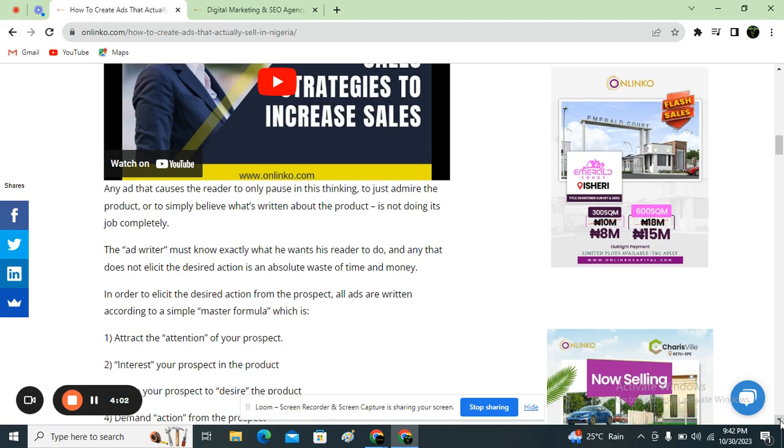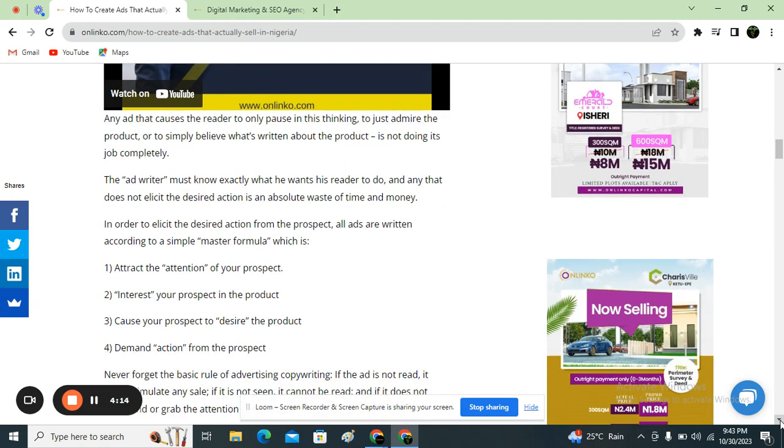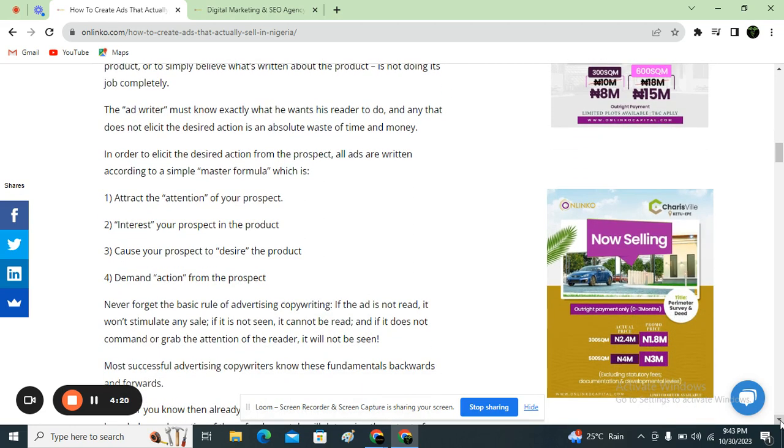In order to elicit this desired action from the prospect, all ads are written according to a simple master formula, which is: one, attract the attention of your prospect. Yes, the first thing is to attract the attention of your prospect. Two, interest your prospect in the product. Three, cause your prospect to desire the product. Four, demand action from the prospect. That's what you are selling.